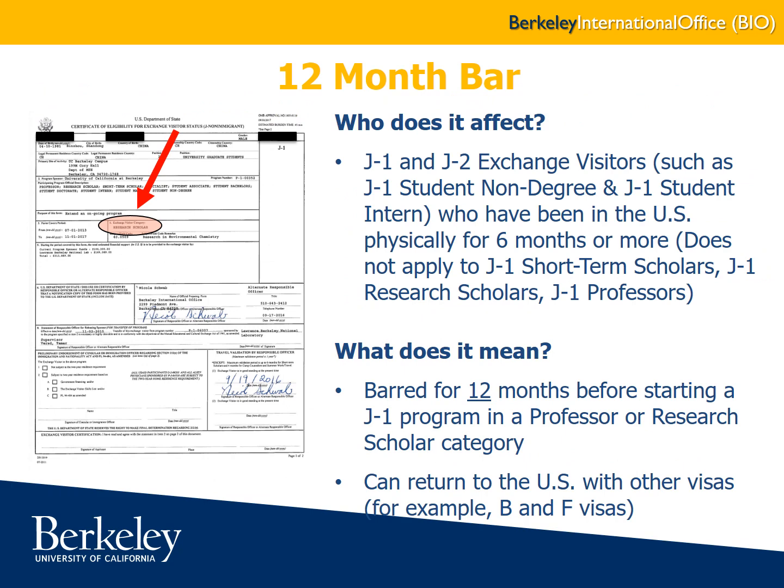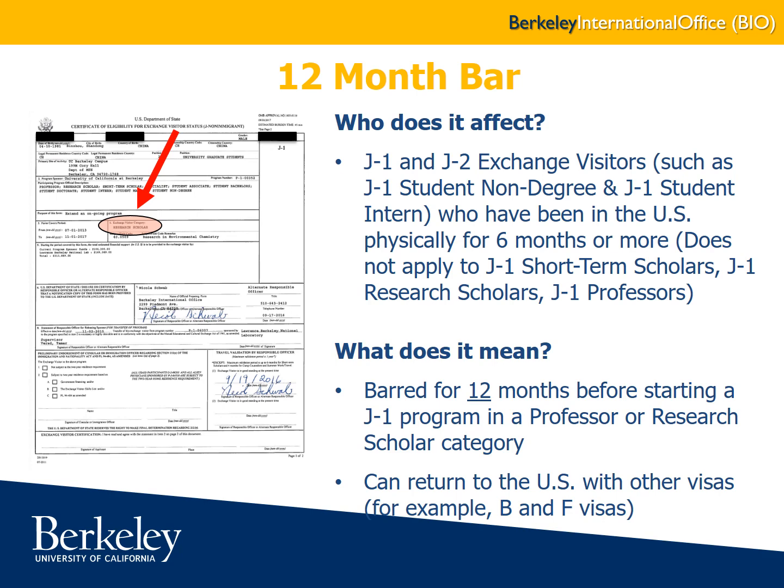The J1 Exchange Visitor Program is a non-immigrant visa classification for academic and cultural exchange, and there are a number of limitations put in place to encourage this exchange. Before we review these rules, I would suggest taking a look at your DS 2019 form and noting the J1 category. The first limitation we'll discuss is the 12-month bar.